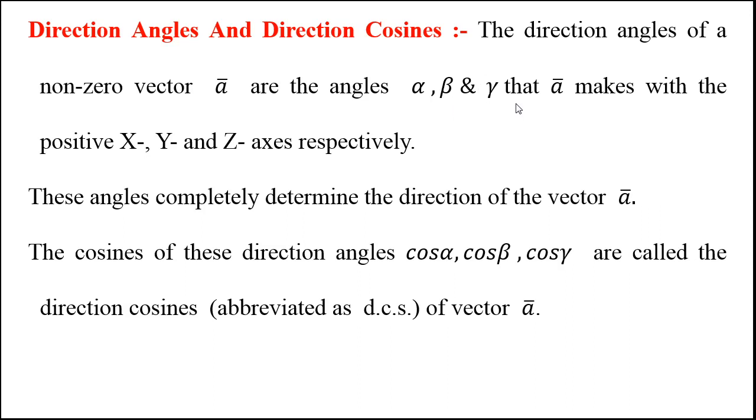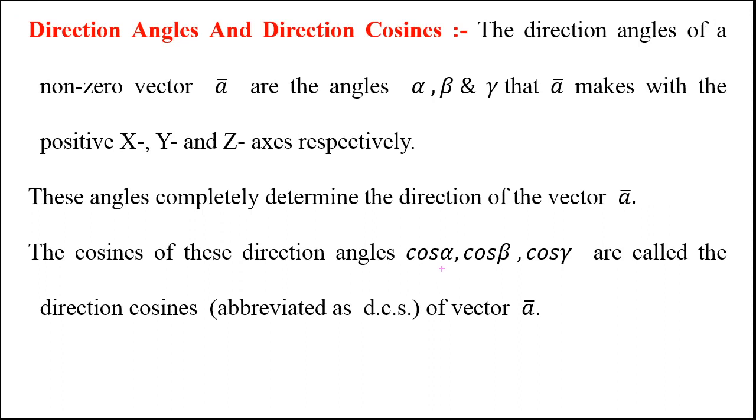And I have answered this question: 0 degree, 90 degree, 90 degree. Now my question is, what are direction cosines of i? Cos 0 degree, cos 90 degree, cos 90 degree. Cos 0 degree is 1.